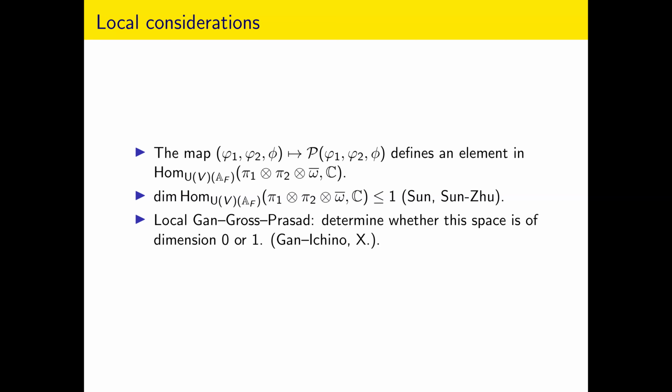A theorem of Sun Binyong and Zhu Chen-Bo tells you that this Hom space has dimension at most 1, so it's either 0 or 1. And the so-called local Gan-Gross-Prasad conjecture gives a criterion for when this space is of dimension 1 and when it is of dimension 0. That's the so-called local Gan-Gross-Prasad conjecture. A few years ago, Gan and Ichino proved this in the p-adic case, and a little more recently I did this for the Archimedean case. So these are the preliminary considerations before we can do any global work.